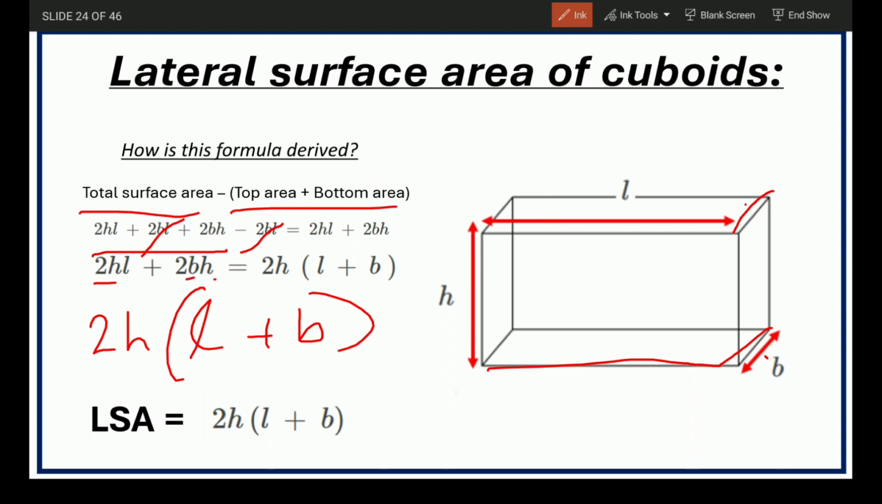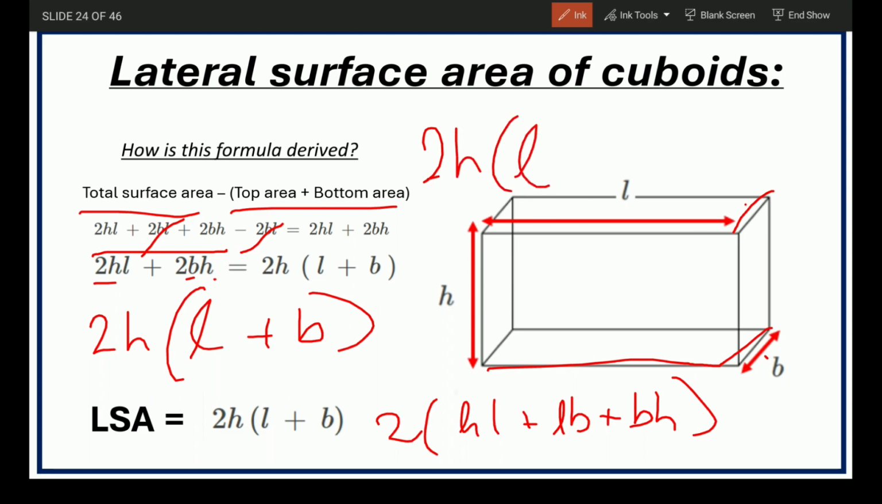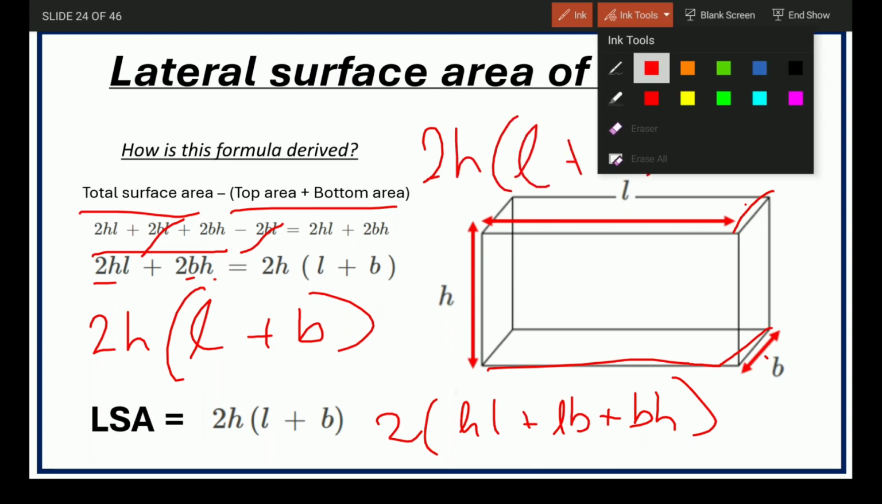To summarize what we did about cuboids, the total surface area is 2HL plus 2LB plus 2BH, and lateral surface area is 2H into L plus B. Hope you guys got that.